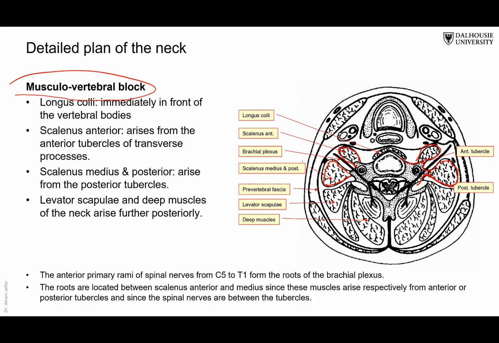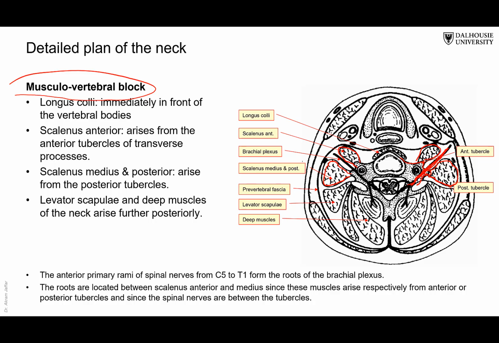And the spinal nerves, the anterior rami of spinal nerves that leave the intervertebral foramen, will therefore find themselves sandwiched between these two muscles. Okay? And these nerves, C5, 6, 7, 8, at least in the cervical region we are talking about, are going to form the brachial plexus. That's why the roots of the brachial plexus, as we described before, are sandwiched between scalenus anterior and scalenus medius muscle.